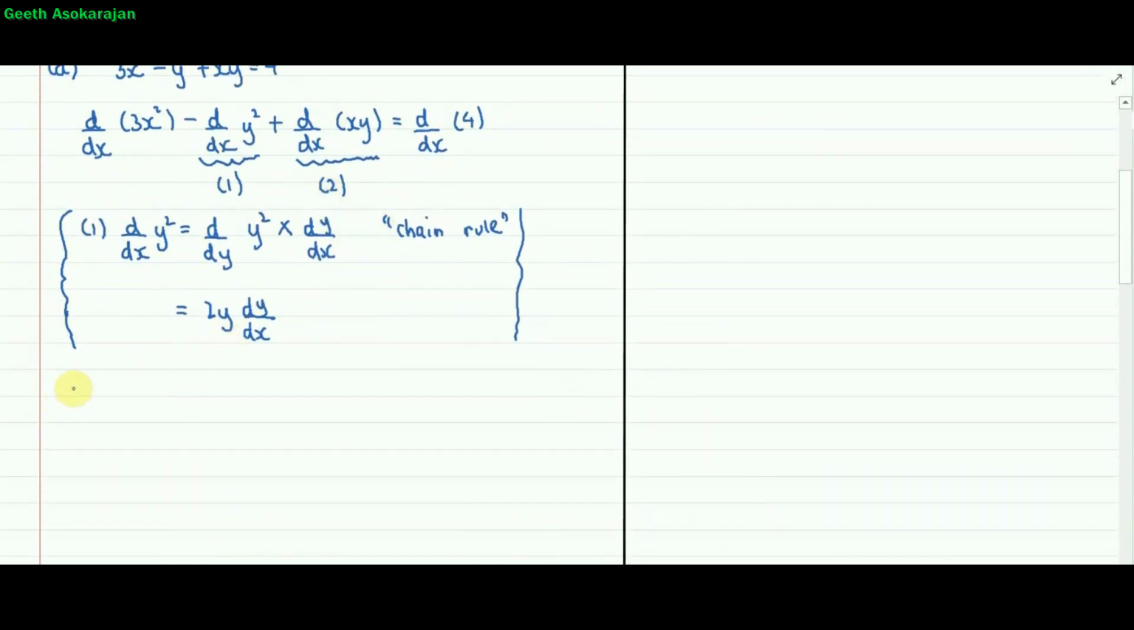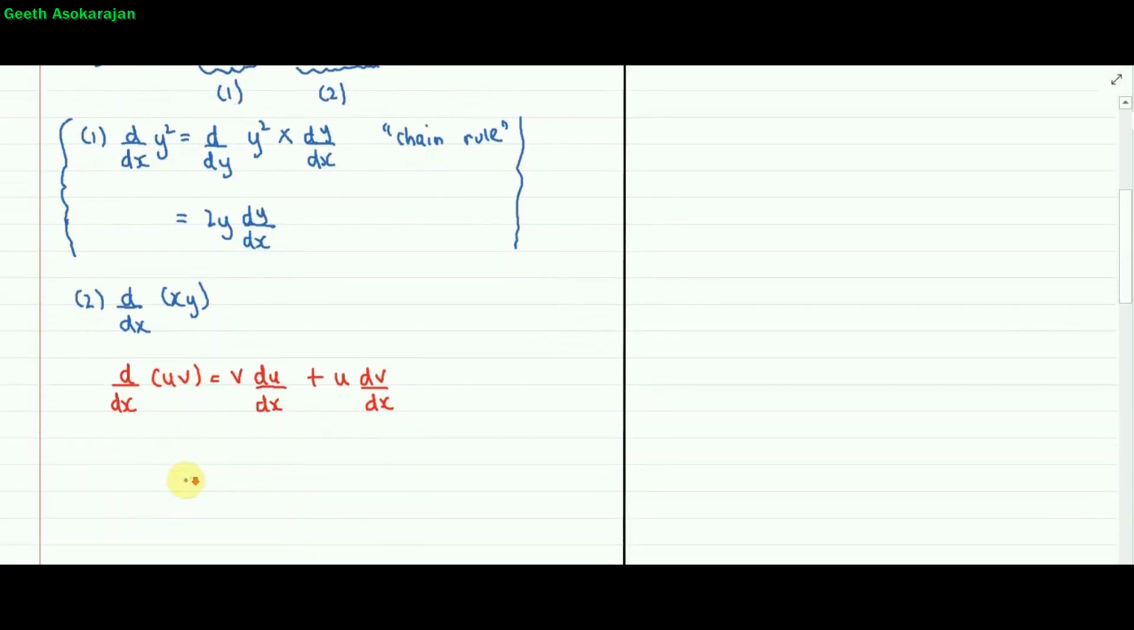How about for number 2? So let's do another side calculation. So for number 2, d by dx of xy. So x and y are both functions of x, and to differentiate a product of two functions of x we need to use the product rule. So let me remind you of the product rule. d by dx of uv is v du over dx plus u dv over dx. So we're using the product rule here.